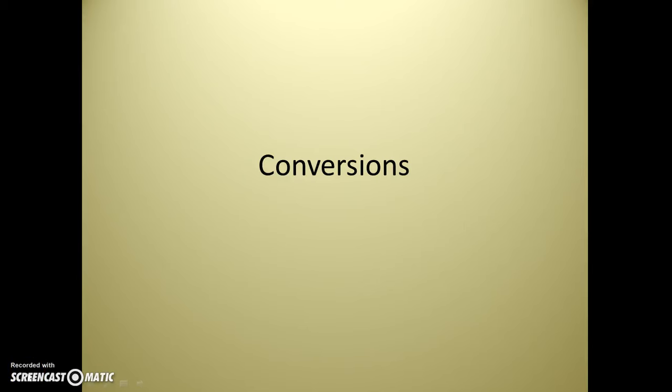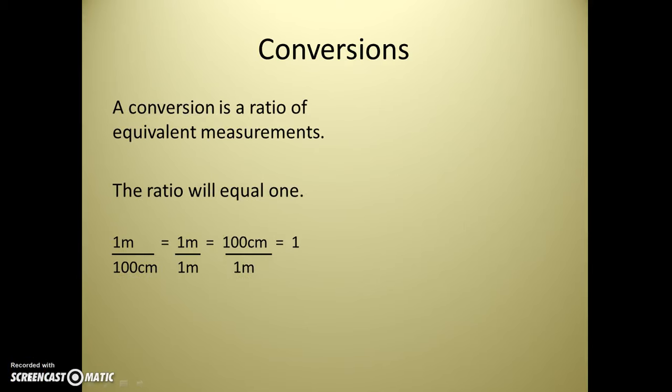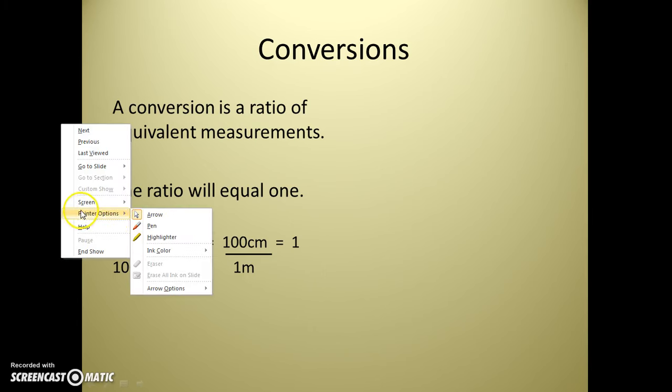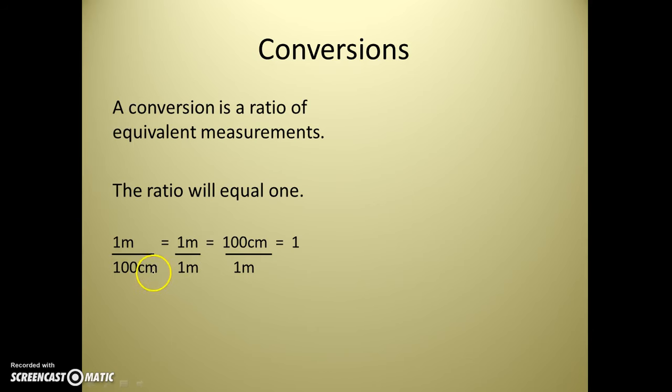This lesson is on conversions. And a conversion is going to be a ratio of equivalent measurements. And the ratio should end up equaling 1. So 1 meter is going to have 100 centimeters in it. So 1 meter is equal to 1 meter. 100 centimeters equals 1 meter.